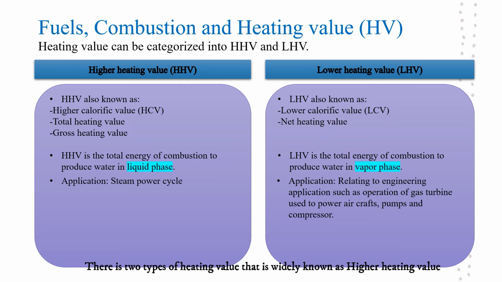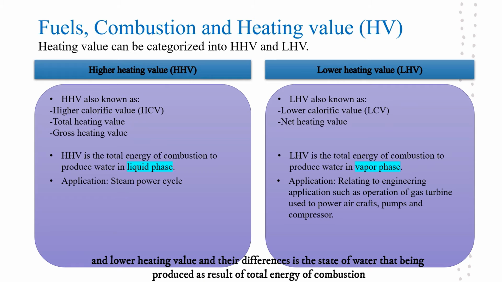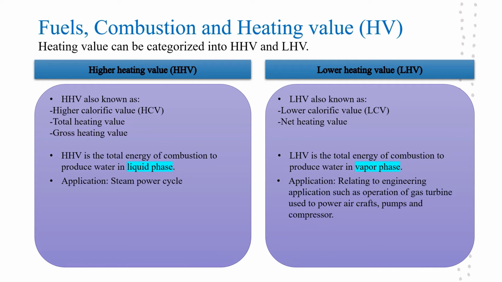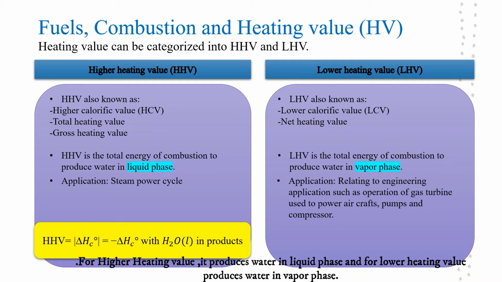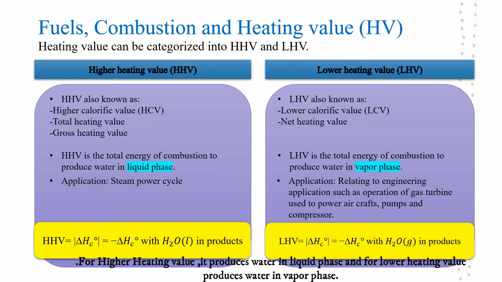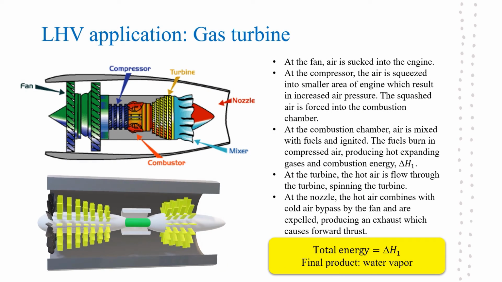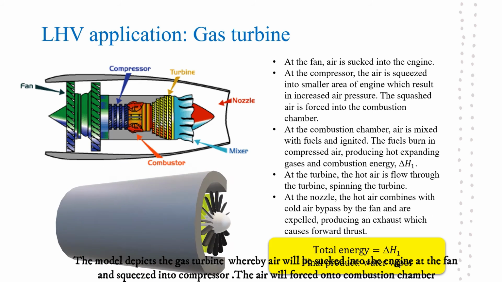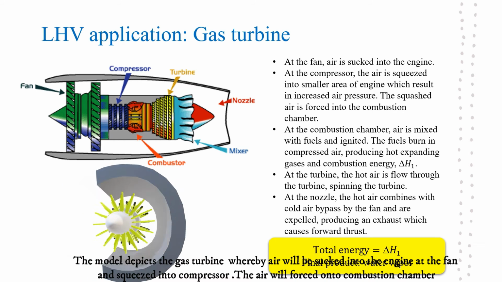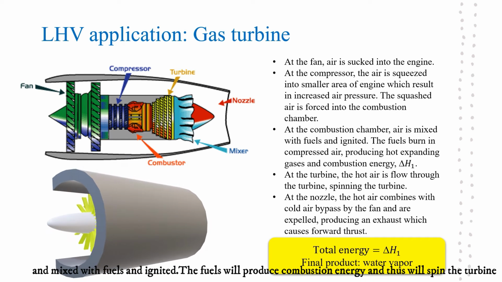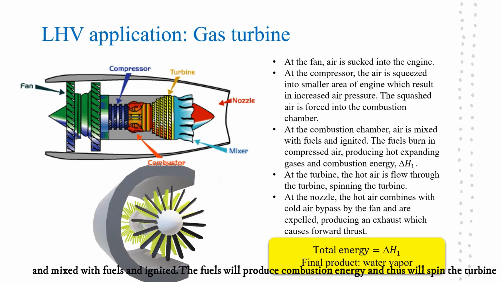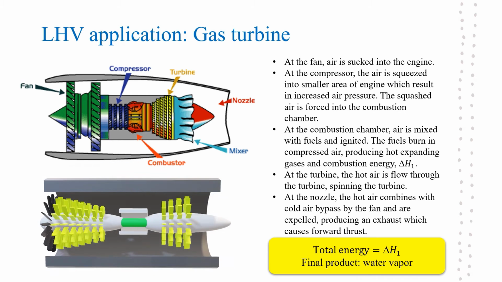There are two types of heating value that are widely known, the higher heating value and the lower heating value, and their difference is the state of water produced as a result of the total energy of combustion. The higher heating value produces water in liquid phase, and the lower heating value produces water in vapor phase. The model depicts the gas turbine, whereby air is sucked into the engine at the fan and squeezed into the compressor. The air is forced into the combustion chamber, mixed with fuel and ignited. The fuel will produce combustion energy and thus spin the turbine.